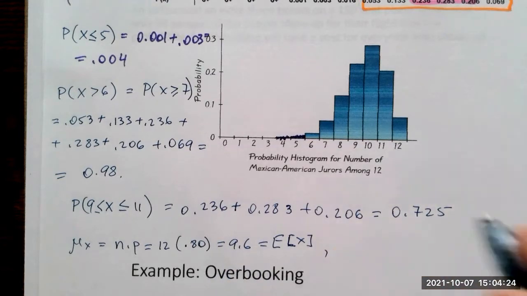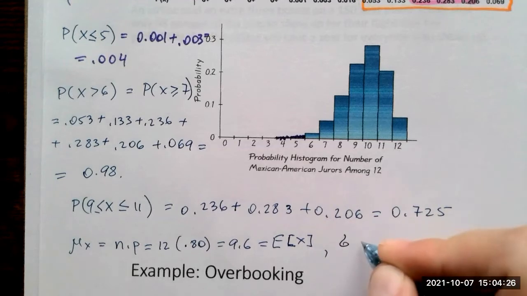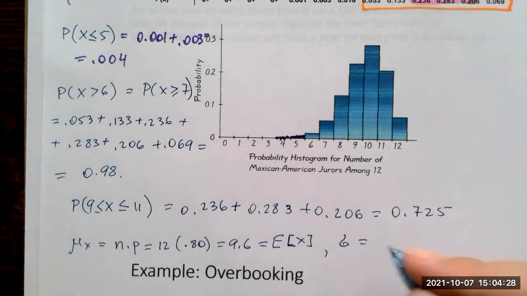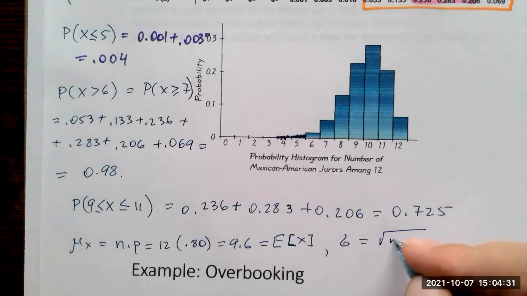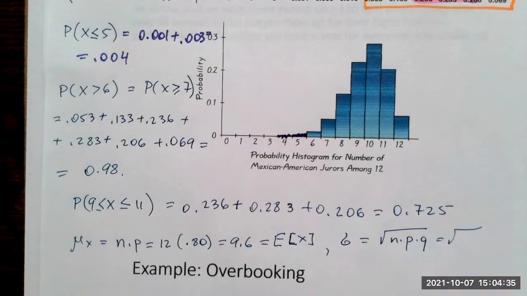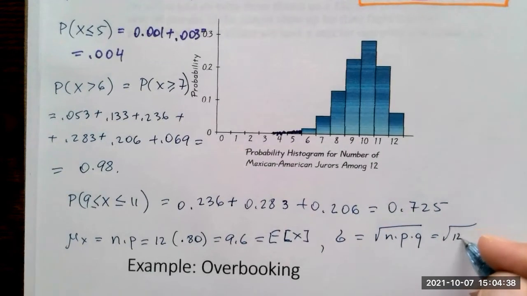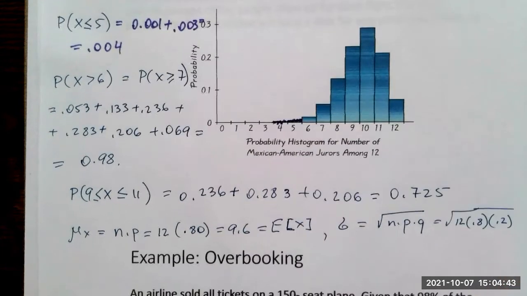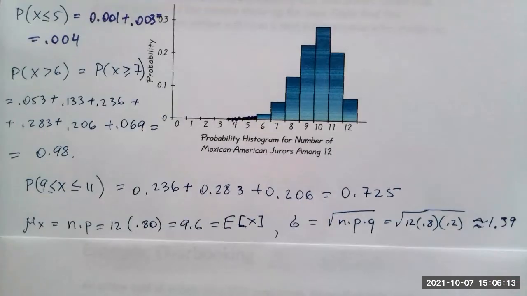Let's calculate the standard deviation. The standard deviation is the square root of n times p times q. So it's going to be the square root of 12 times 0.8 times 0.2, because that's the complement of 0.8. So it is about 1.39, rounded to 2 decimal places.